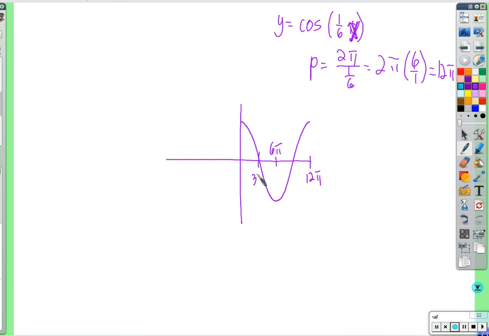And there's 3 pi and 9 pi. And if we wanted to show another one, we could go back in the negative direction. And there's negative 12 pi, and negative 6 pi, and on it goes. So that's why it's probably best to just sketch out your own axes, and then you can mark it however it needs to be marked so that the period is right.